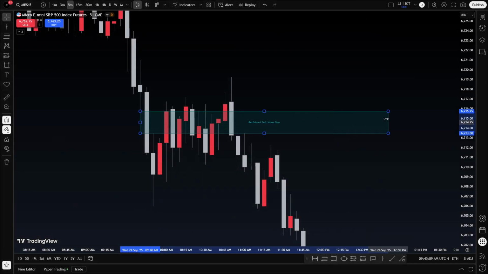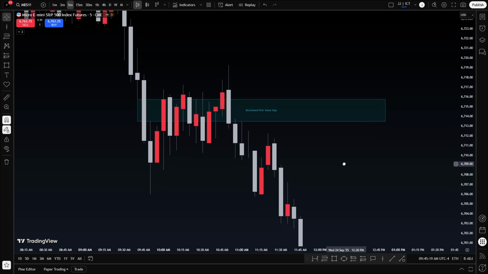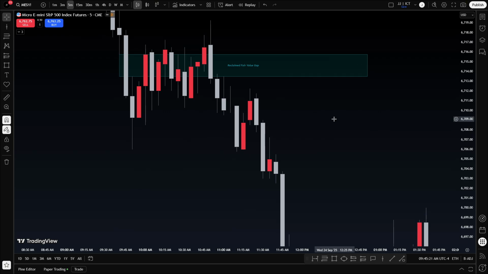Price still referred back to it because the narrative was what? To drop lower. It's very simple. It's not that hard. Jump up into it and jump up into it again. And guess what? Does it drop? Does it reclaim that fair value gap? Yes, it does. That's why it's called reclaimed. I forgot to mention that.